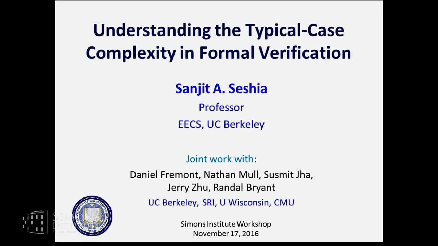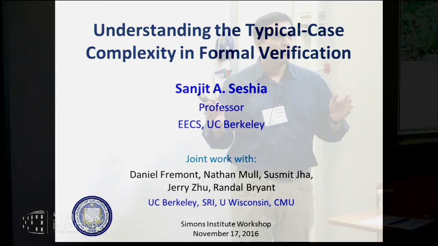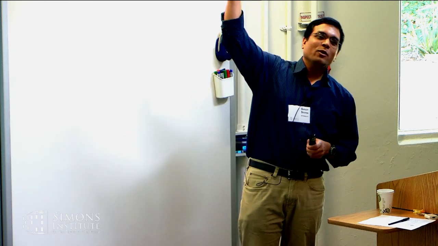So I work in an area called formal verification, more generally formal methods. And I'll tell you what that's about in a minute. But I think at a very high level, one of the things about this area is that the problems are hard in the computational sense to start with. So we start with NP and we go higher.